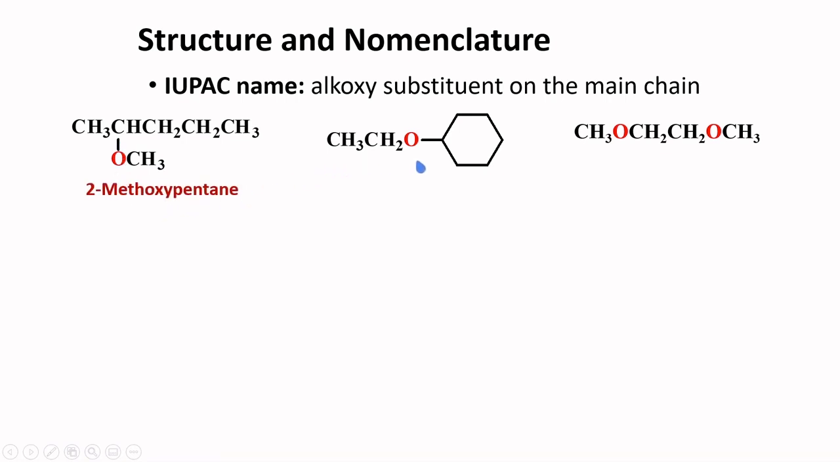This ethoxy group is attached to a cyclohexane ring, so this is ethoxy cyclohexane. There are two methoxy groups here, 1 and 2, which are attached to an ethane chain at 1 and 2 positions. So we can call this compound as 1,2-dimethoxy ethane.